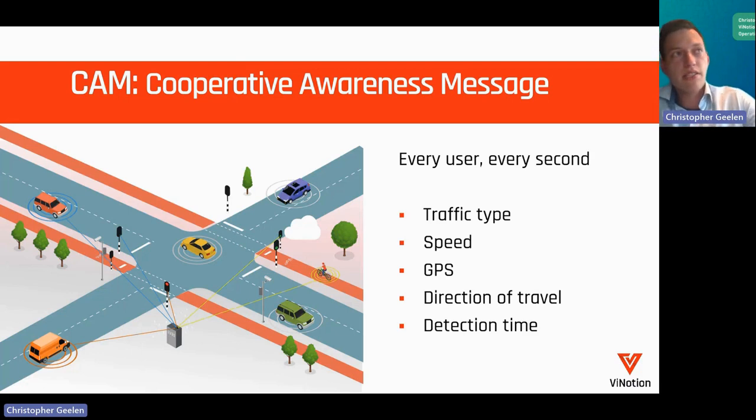COM data is an ETSI standard, which stands for Cooperative Awareness Messages, used in the autonomous world, but also used in the CITS applications. We generate these messages for every traffic user every second, and it includes their traffic type, their speed, their GPS positioning, their direction of travel, and their detection time. And using this information, you can apply different policies, different government rules, but this will provide the ground truth of what's happening at your intersection without a dependency on the traffic user themselves.